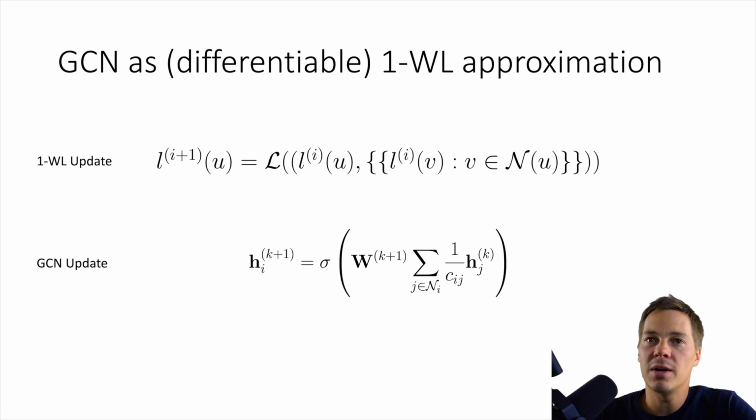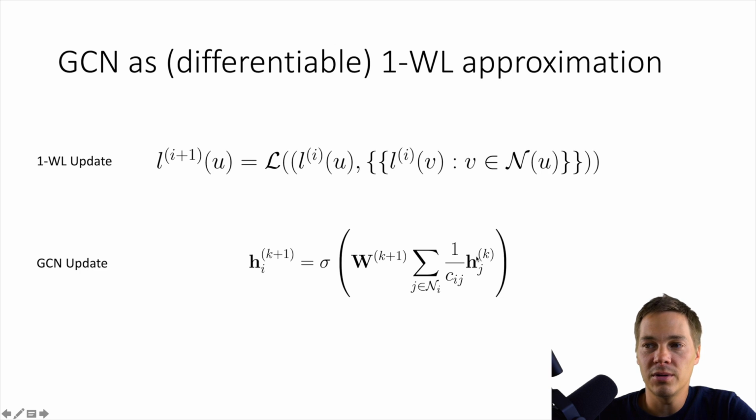It's interesting to think about GCN through the lens of it being a differentiable approximation to this algorithm. If you look at this color reassignment step, we see that it includes the current label and then the label of all of its neighbors. And with that information, it maps it to a new output. Well, GCN is very similar.